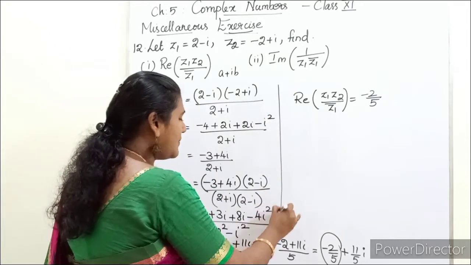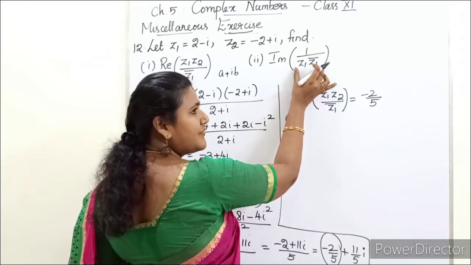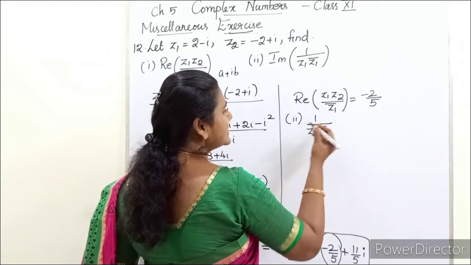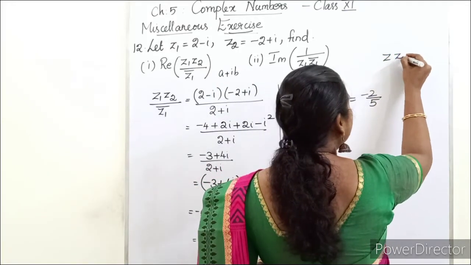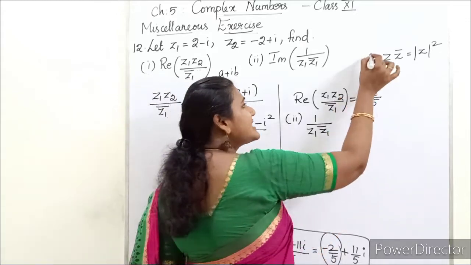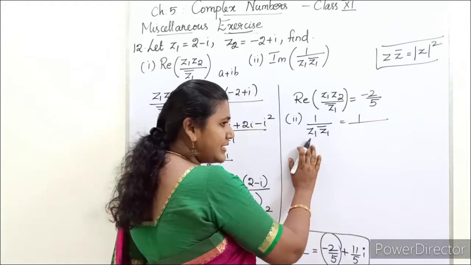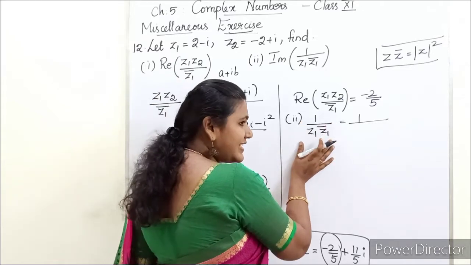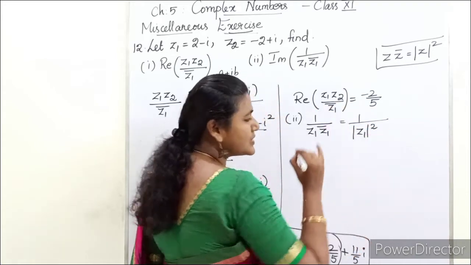Now we will do the second part. So second part is, first here also we will simplify the expression inside the bracket, that is 1 by Z1 into Z1 bar. So we have already studied a formula, Z into Z bar is equal to mod Z the whole square. So we will use this formula here. So instead of this denominator, we can write the expression in the denominator as modulus of Z1 the whole square.